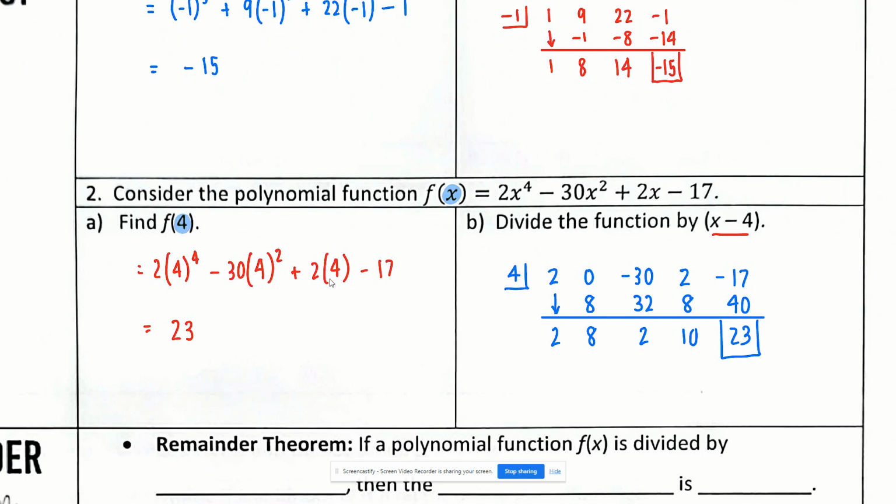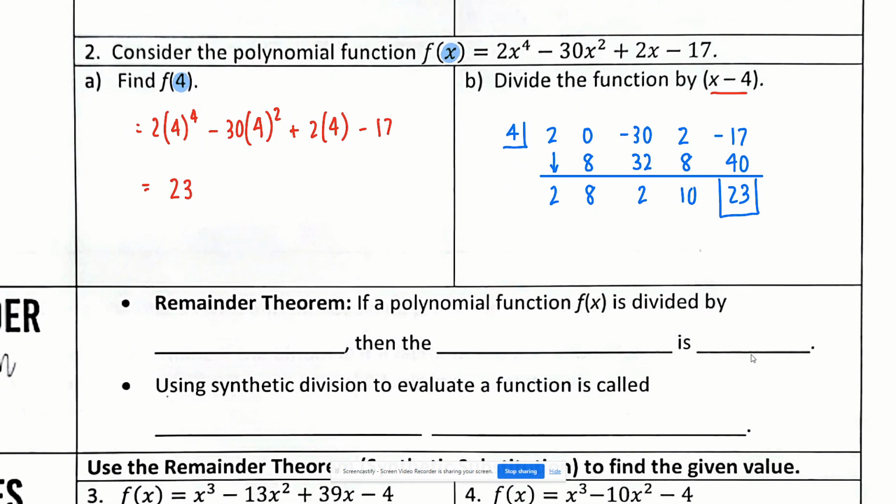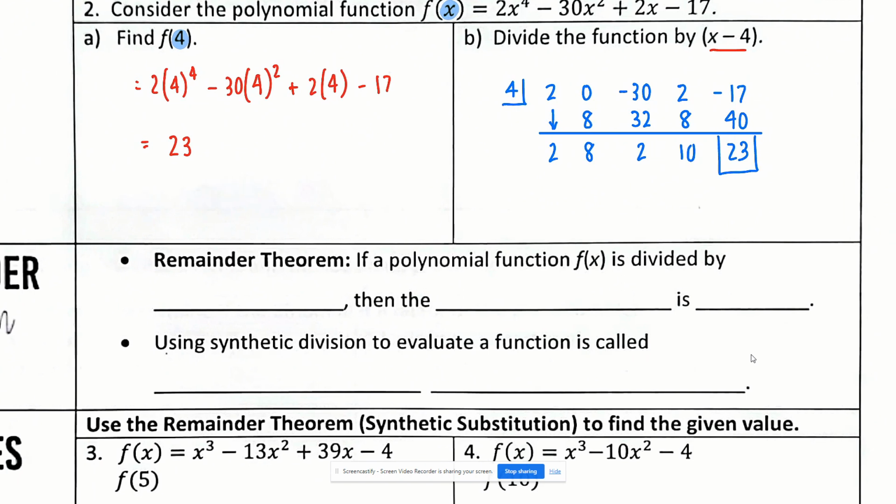This would have been hard. So what if I didn't have a calculator? Even though the idea is simple, actually doing some of that multiplication is pretty tricky. This was pretty simple. I knocked it out with synthetic division, and sure enough, the remainder is my solution. That's my solution if I were to plug 4 in. So that's exactly what the remainder says.